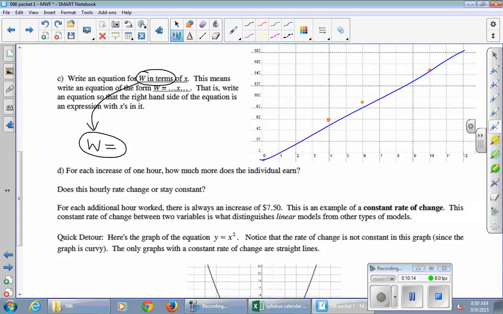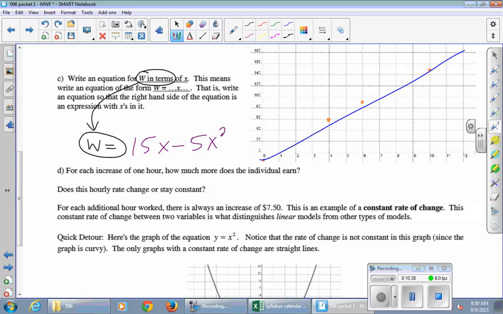Multiply by 15. So what's our formula here? 15x. X was the number of hours. Multiply that by 15, you get the wages. And that right there is an equation for W in terms of X. W equals some stuff with X's. And the thing on the right-hand side could be more complicated.